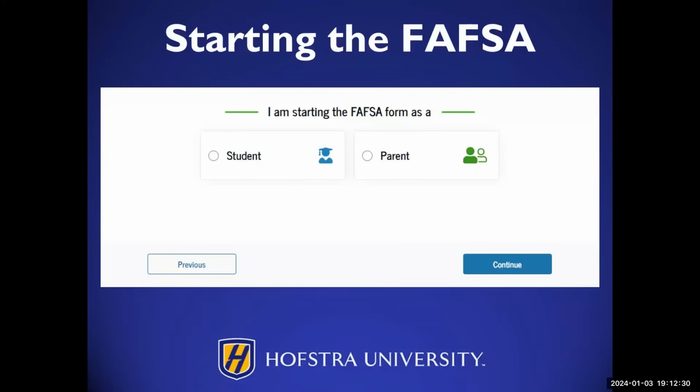So starting the FAFSA. Once your FSA IDs for both you and your student are verified and you're ready to start, you would go to studentaid.gov and you'll see file your FAFSA. Here I'm going to walk you through the process logging in as the student. So I would click on student here. You can also click on parent, but for this specific walkthrough, we're starting as the student.